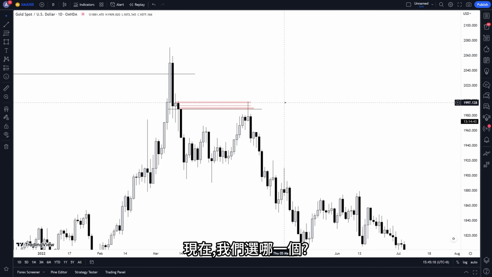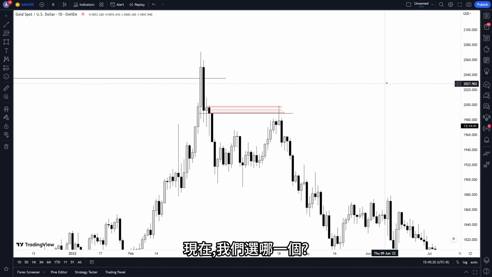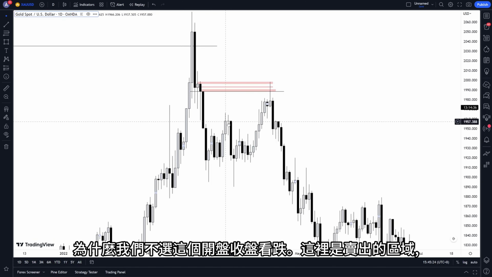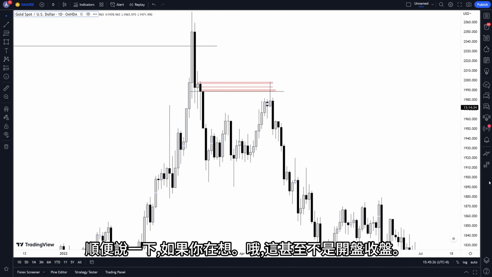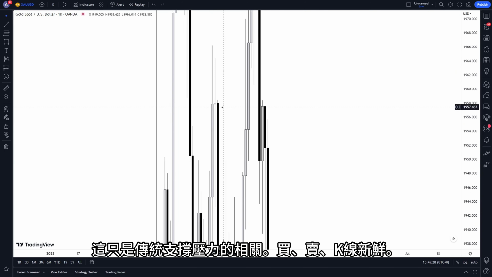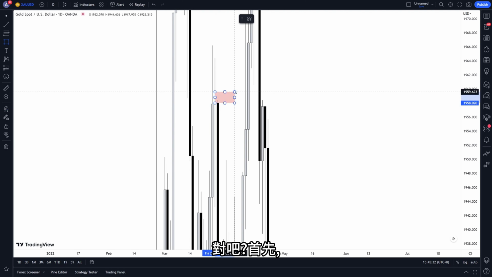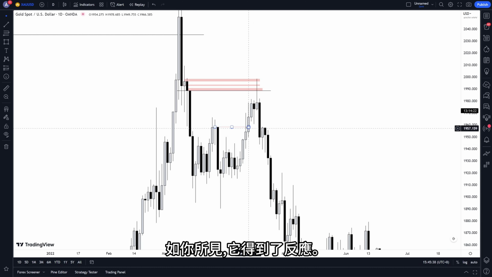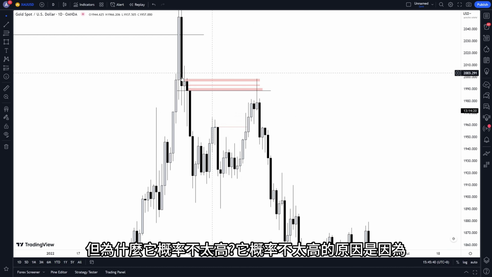Okay, now which one do we choose? First of all, we already should know why we don't choose this open close area. Here's an area to sell, by the way, if you're wondering. It's not even an open close, it's just blatantly traditional SNR. Buy, sell candle, fresh, right? First of all, you should know why this is not too high probability. Yes, you can see it got a reaction, but why is it not too high probability?